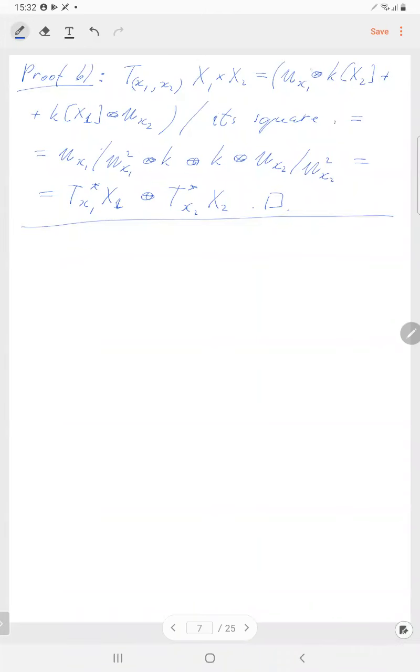Okay, and also in the square we'll have crisscross terms, like kx2 tensor kx1. So I think it's really evident. It's only my psychological problem. Okay.